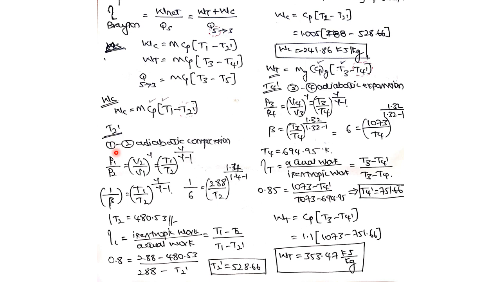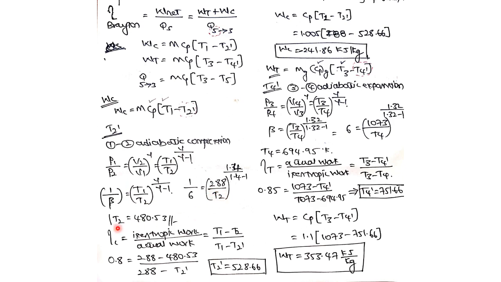Process 1 to 2 is adiabatic compression. So P1 by P2 is equal to (V2 by V1) whole to the power of gamma, which equals (T1 by T2) whole to the power of gamma divided by gamma minus 1. P2 by P1 is beta, so P1 by P2 is 1 by beta. Substitute the values. Only T2 is unknown here. So T2 can be calculated as 480.53.